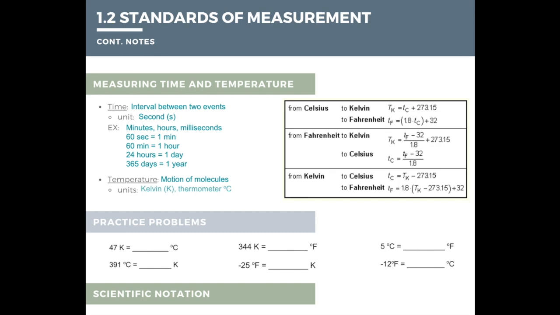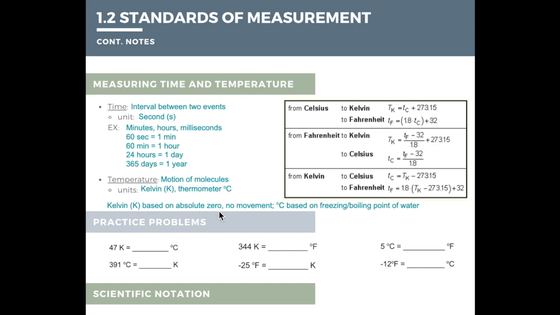Okay, so the units for these are either Kelvin, which is represented with a K, or degrees Celsius. And we're going to be using a thermometer in order to measure these. Now, an interesting thing, I don't know if you've heard of Kelvin before, but the temperature units for Kelvin are actually based on absolute zero.